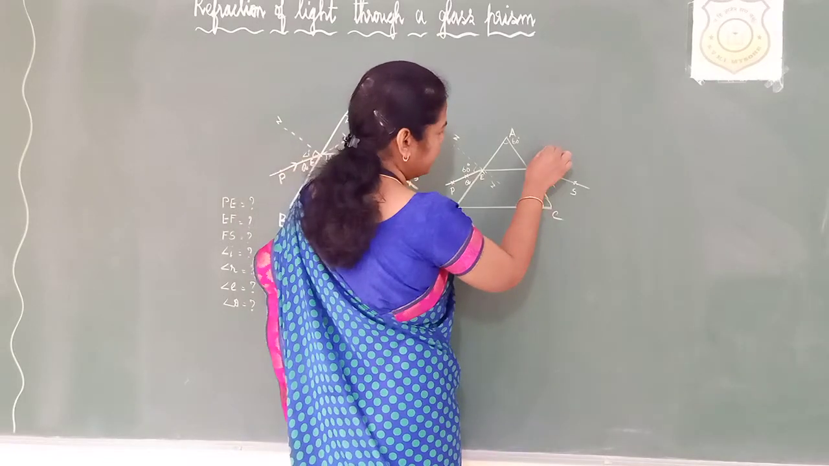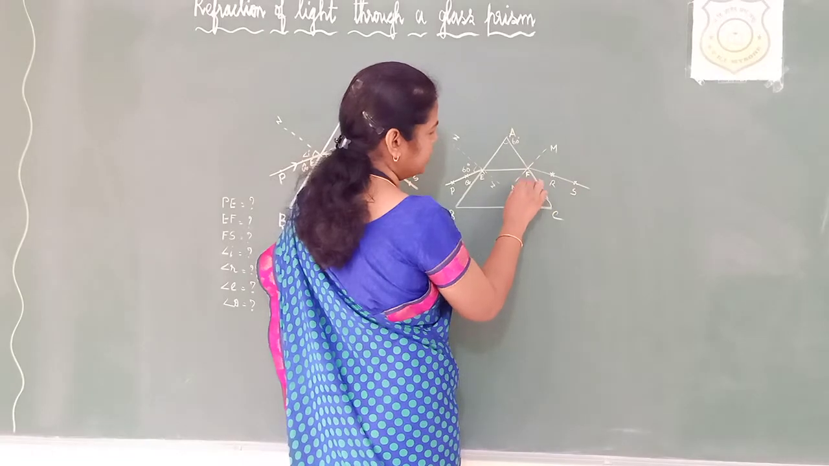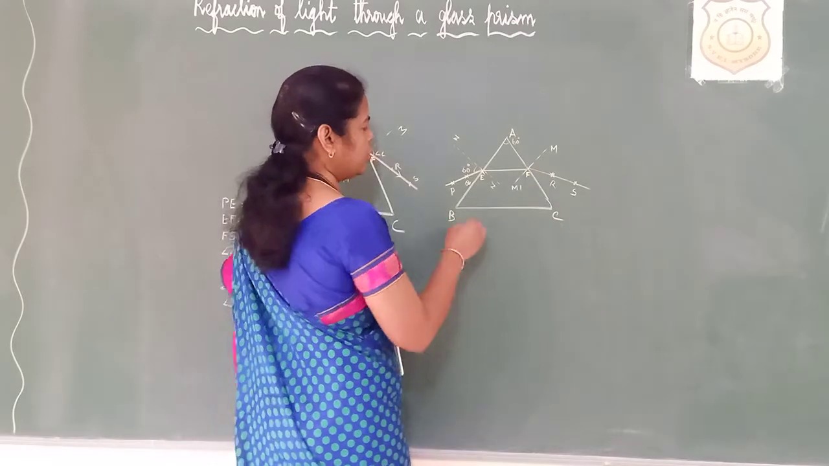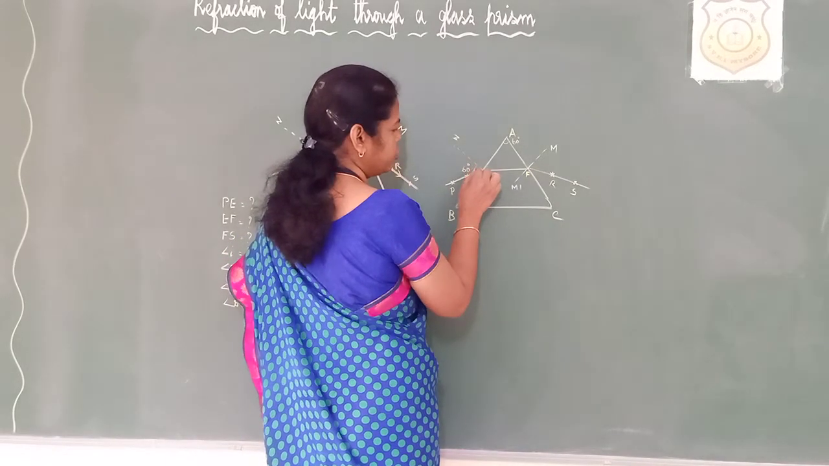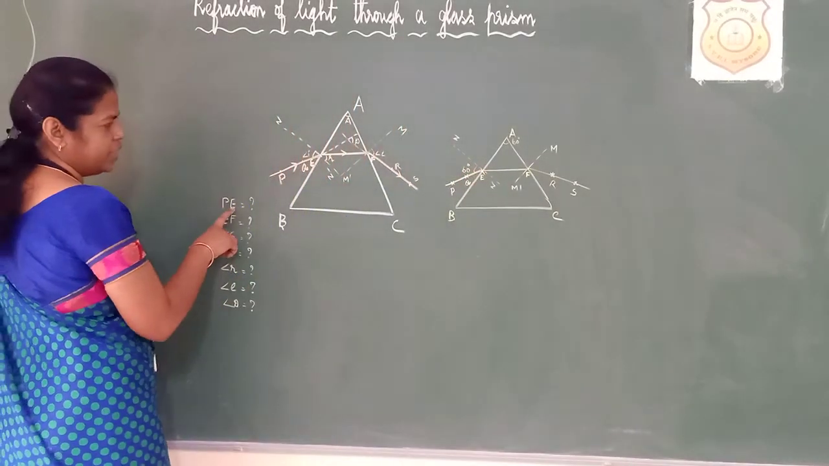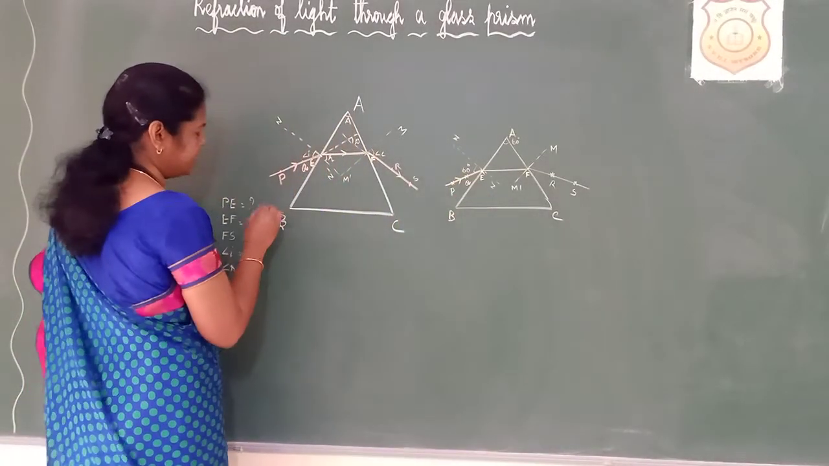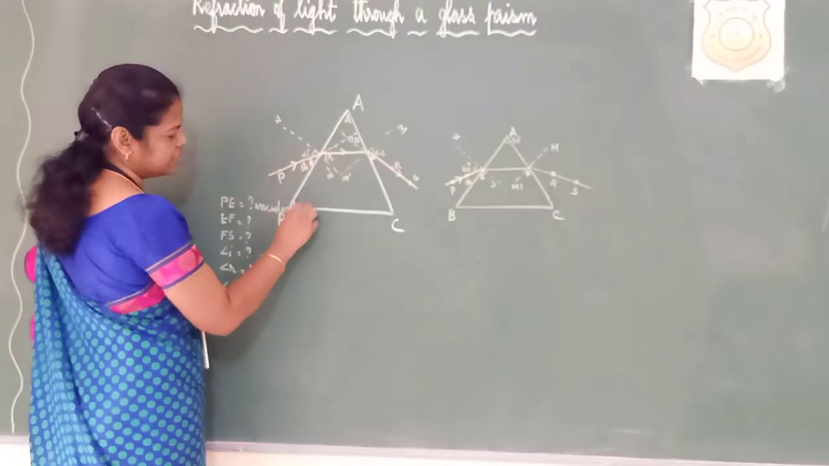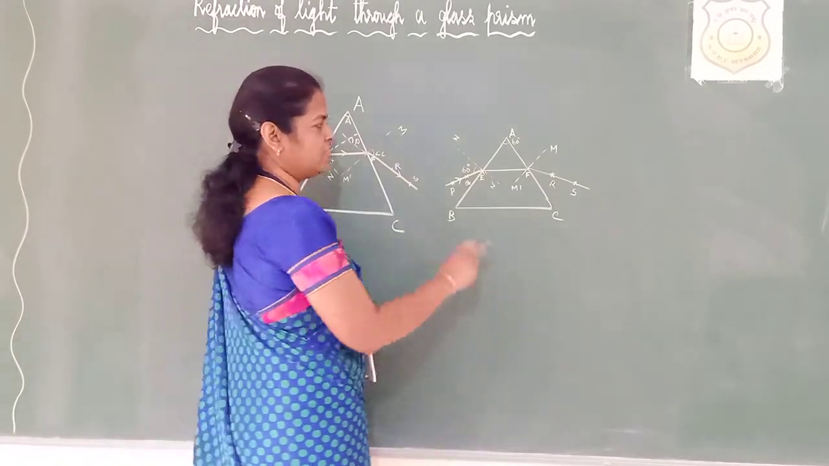Here you will get the normal. This normal you can mark as M dash. Now you have got the angle of incidence. This is the angle of incidence from the normal to the incident ray, which is this ray PE. What is PE? The ray which is going and hitting the prism is called the incident ray. Then EF. Tell me, what is EF?